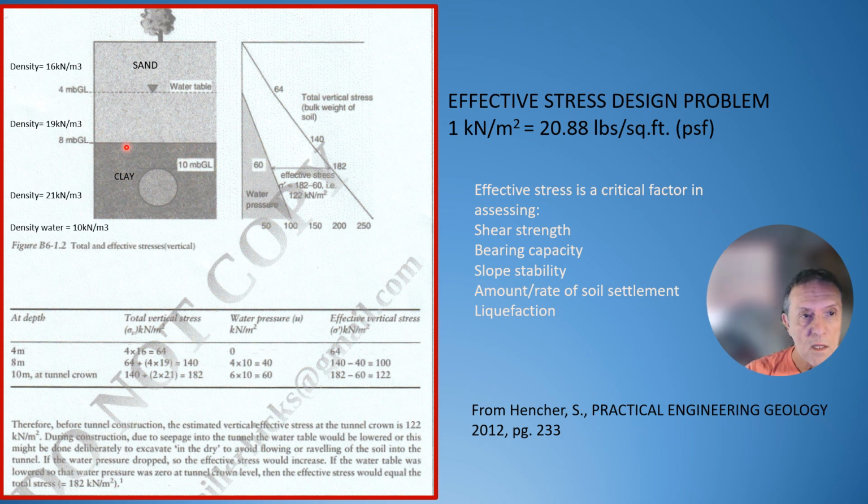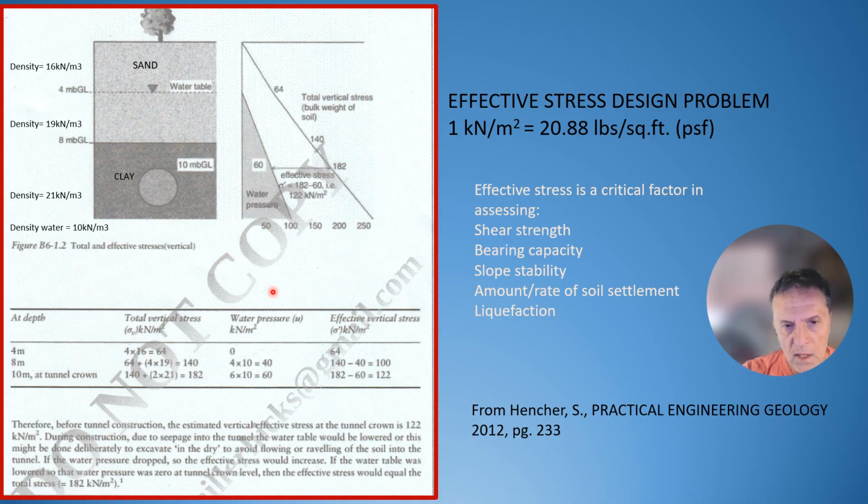Now you have clay. So you have 2 meters of clay, 8 to 10, under saturated conditions, which gives you a value of 2 meters times 21 kilonewtons per cubic meter. So add the 140 to that 42, you get 182 at this point. Excuse me, 10 meters. I might have misspoken previously. The 182 is at this point. The 140 is at this point, this level.